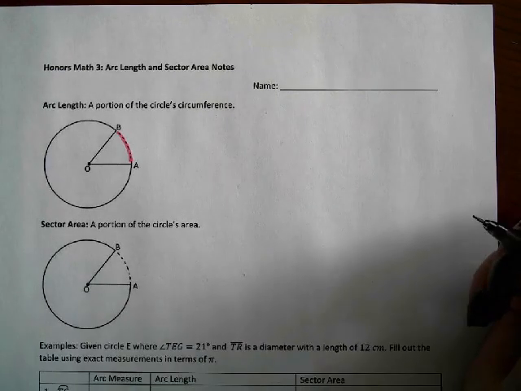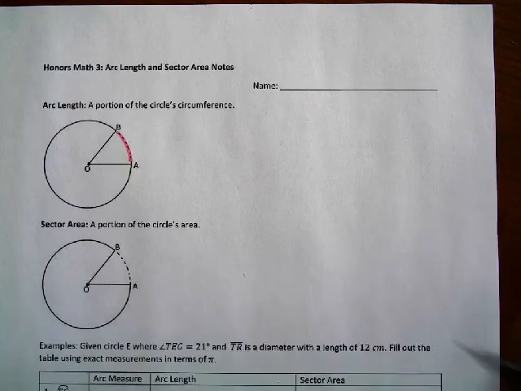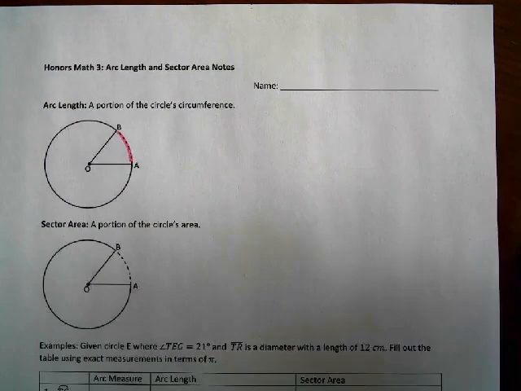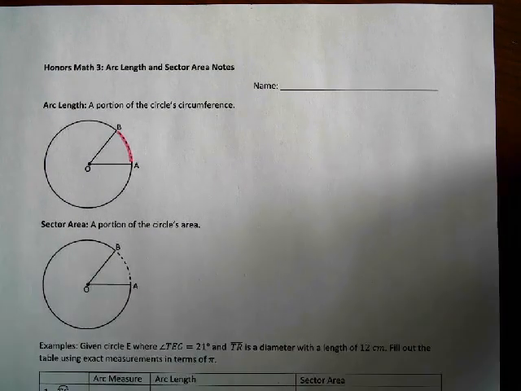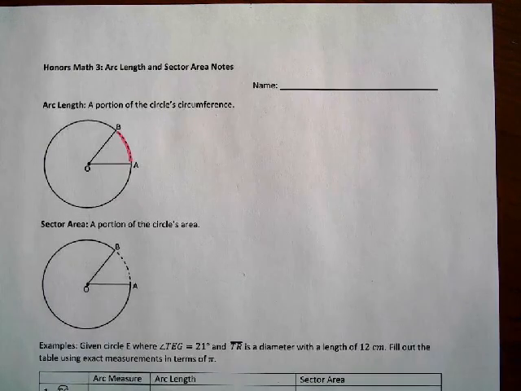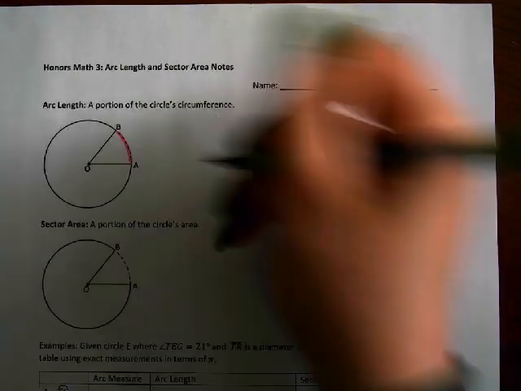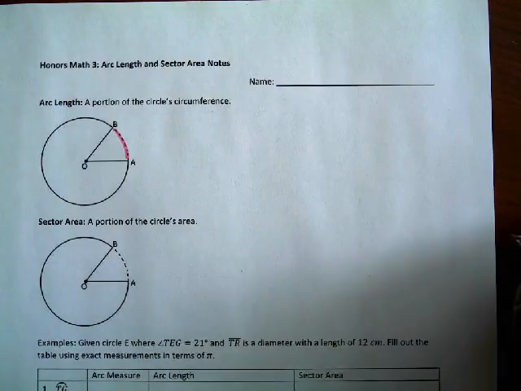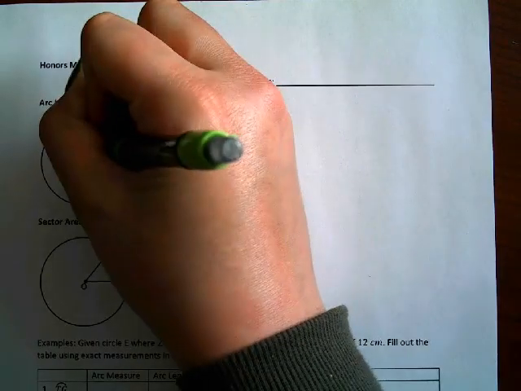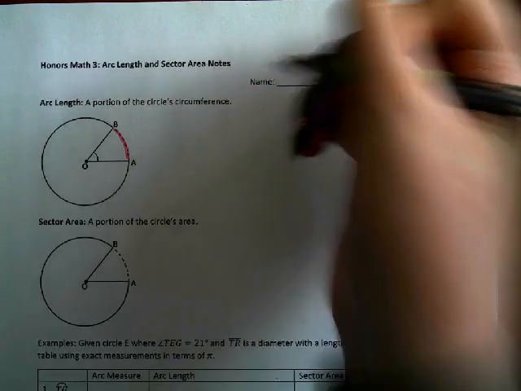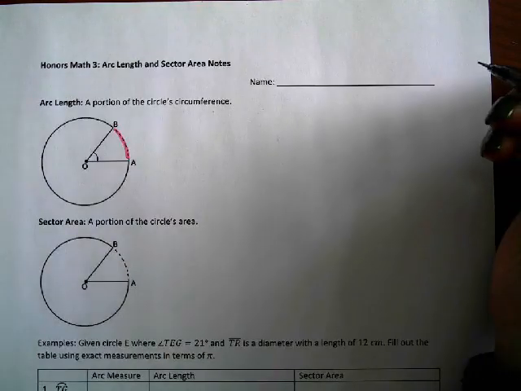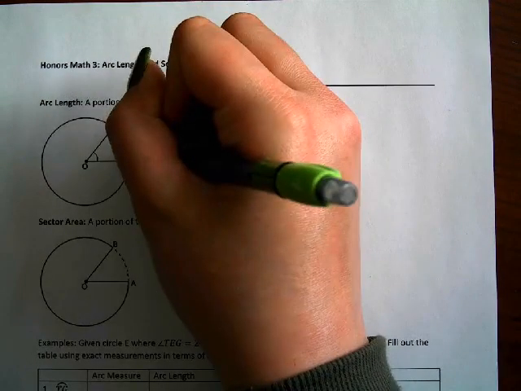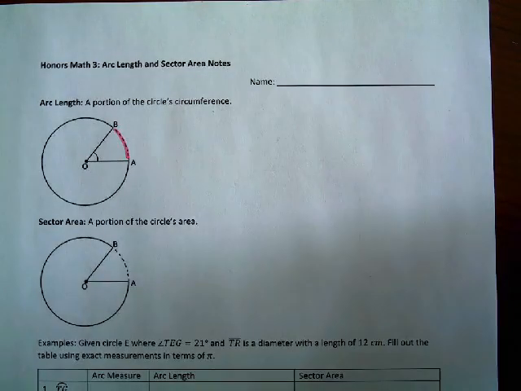So the first piece of information that we're going to want to know is the measure of A to B. When I talk about the measure of A to B, I'm talking about the degree measure. How many degrees is it from A to B? And if you remember, this central angle is going to be exactly the same measurement as the arc right there.